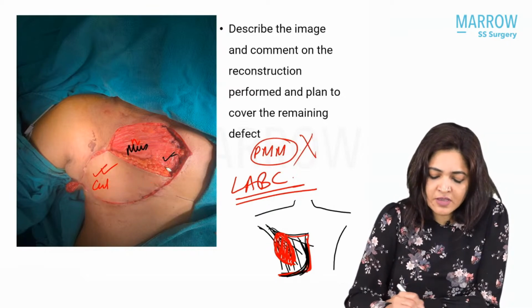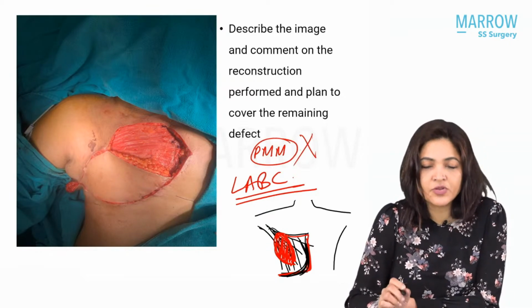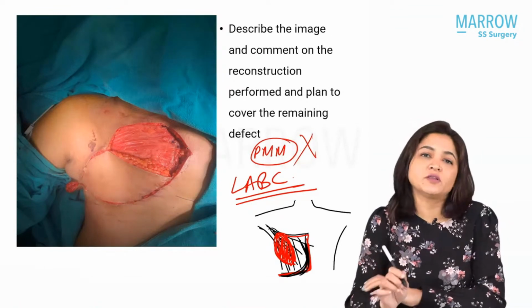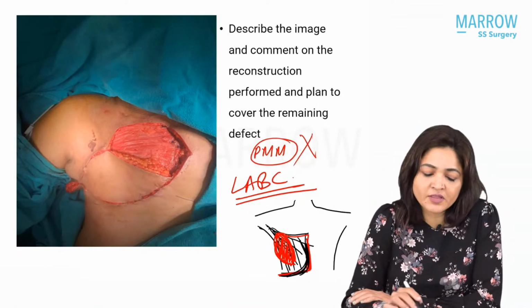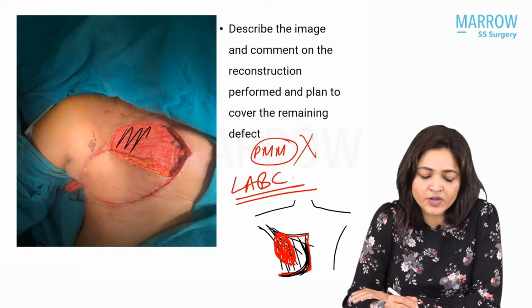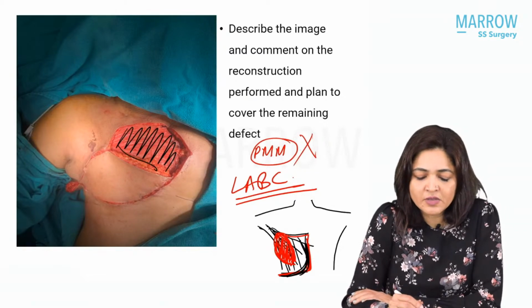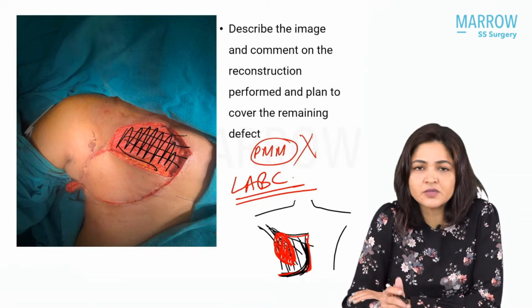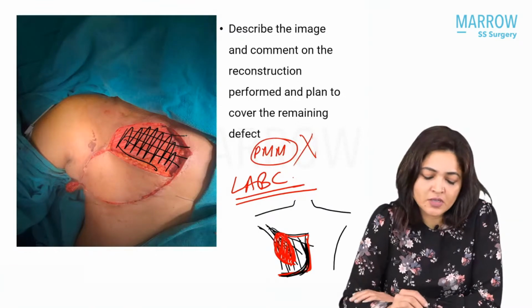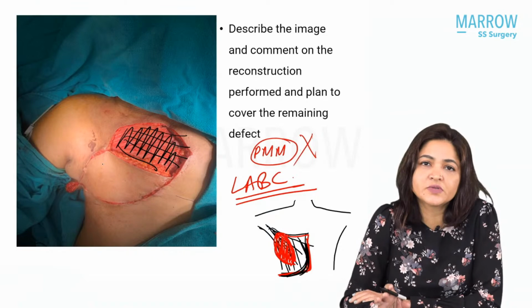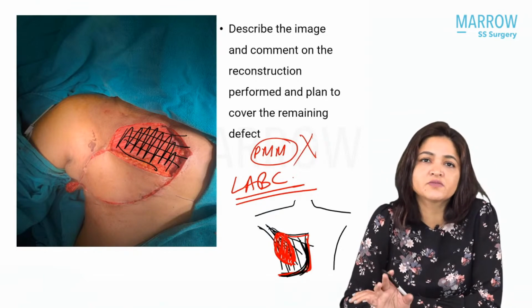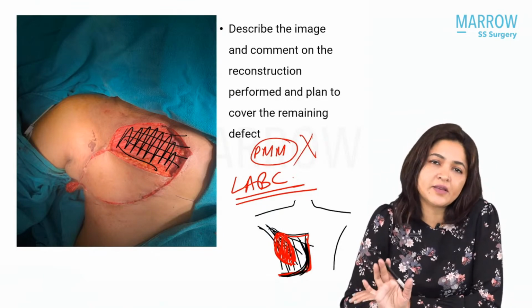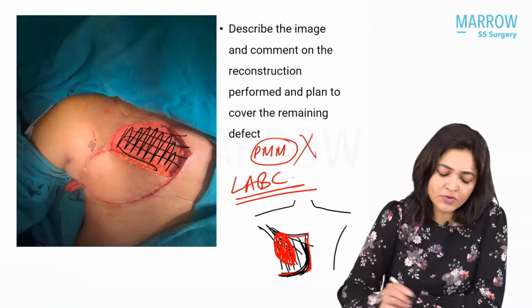So obviously the latissimus dorsi myocutaneous flap is covering the entire defect, and here what you can do is put a skin graft, because the muscle is there beneath it, so a skin graft can be put on this. So here the chest wall defect has been covered with an LD muscle myocutaneous flap, and an SSG is needed on top of it to cover this as well.